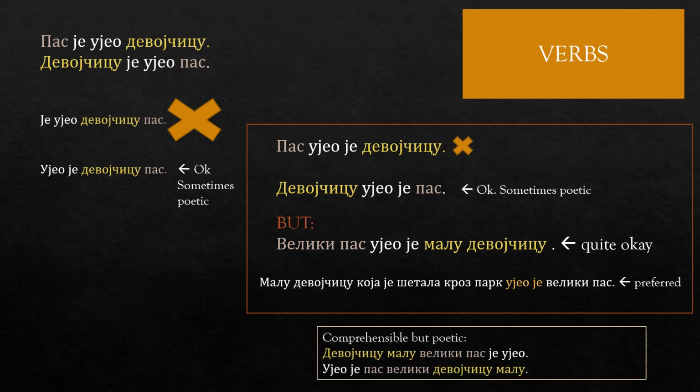So basically, you have a lot of freedom to play with the word order, and it will always be comprehensible. What will sometimes happen, though, is that you will get a poetic version that sounds weird in casual speech, like these: devojčicu malu veliki pas je ujeo, or ujeo je pas veliki devojčicu malu. Perfectly legit, but weird if spoken.